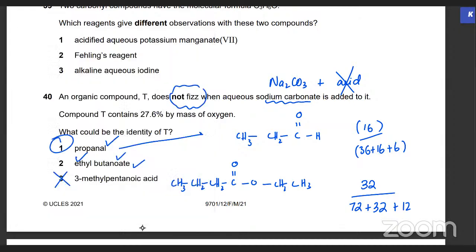So it's going to be 1 and 2. ठीक है, just remember कि it's not fizzing. That means it's not a carboxylic acid. ठीक है, clear है?